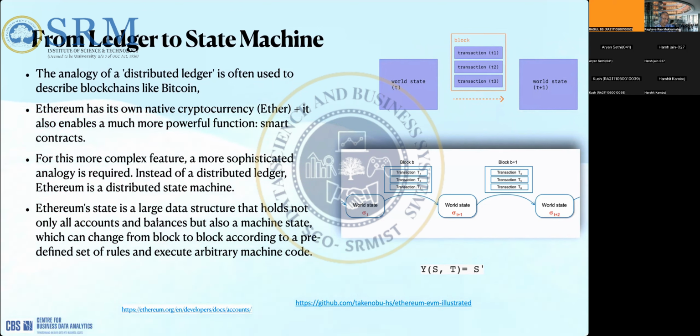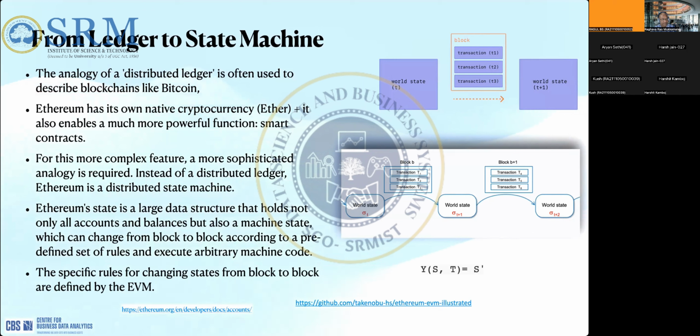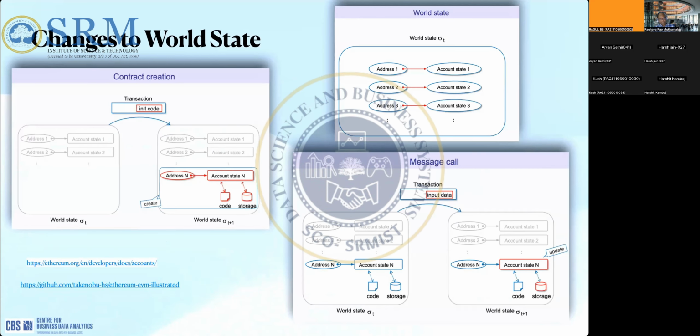So the Ethereum state is nothing but a large data structure that holds not only all the accounts and balances, but also the machine state, which can change from block to block. Whenever you add a new block, the Ethereum state machine goes from one state to another. I have a few more slides to explain it further. The rules for how the state changes from one state to another are defined by the EVM, that means the Ethereum Virtual Machine.